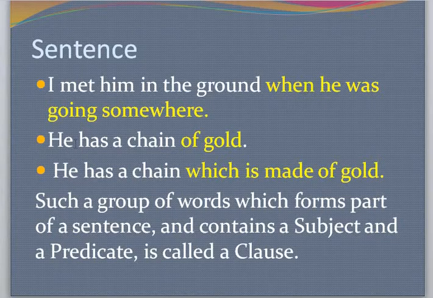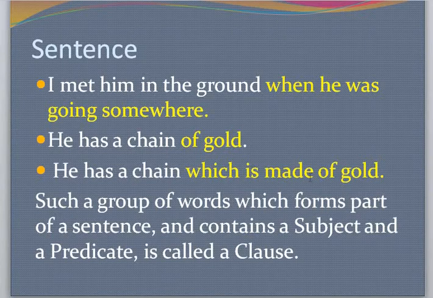Here you can see, "he has a chain of gold." I already told you that "of gold" is a phrase which is giving us extra information. But what about "he has a chain"? You can analyze: he is the subject, has is the verb, chain is the object. So it is giving us a complete idea. It's an independent clause, right?